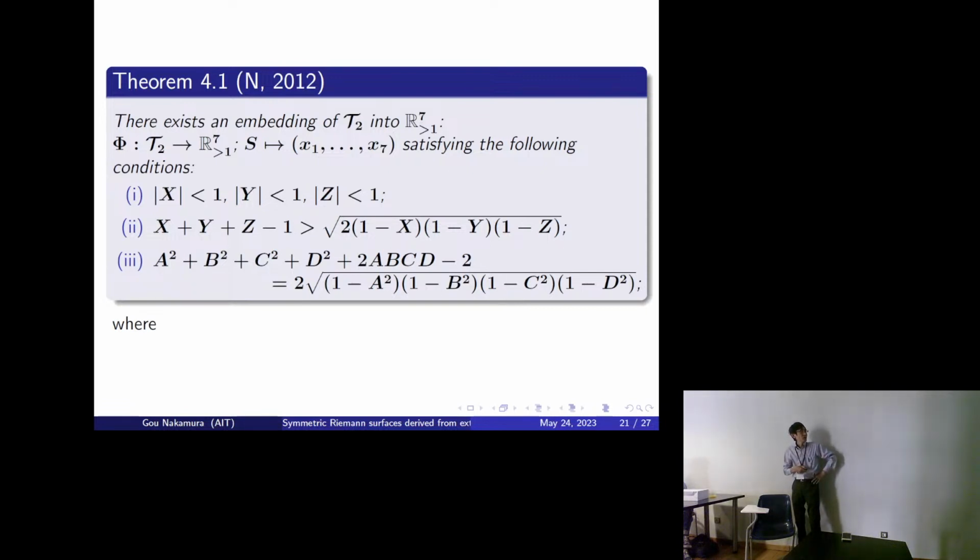And the third one is the area condition. The total area of the 4 triangles equals 2 pi. 2 pi is the half area of the compact Riemann surface of genus 2. So this is the characterization of T2.